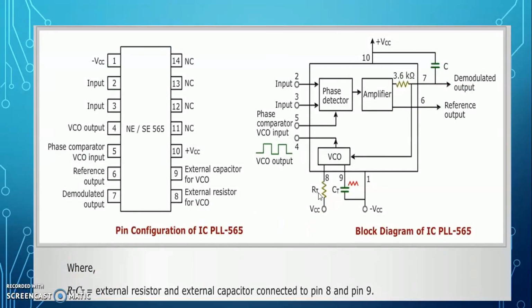Here the external resistor RT is connected between the supply voltage VCC and pin number 8. Similarly, the external capacitor CT is connected between minus VCC and pin number 9. This external resistor RT and the capacitor CT determine the center frequency of the voltage control oscillator. That is the free running frequency of the voltage controlled oscillator.